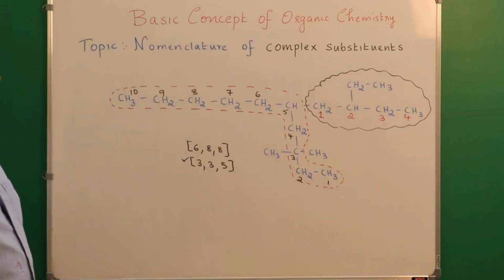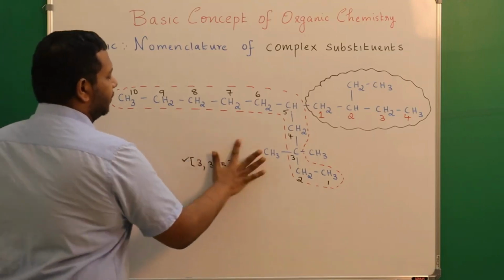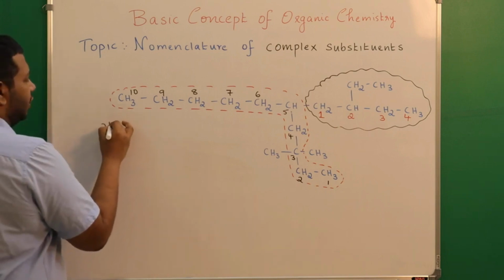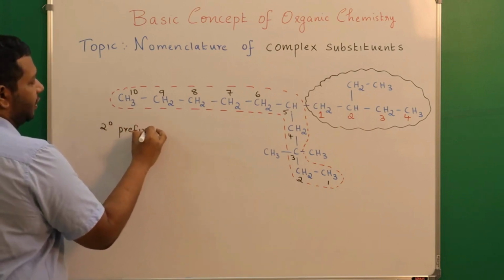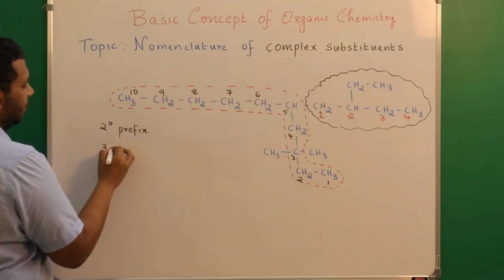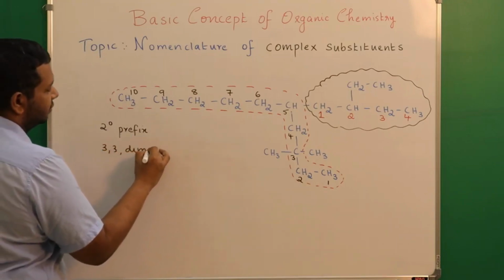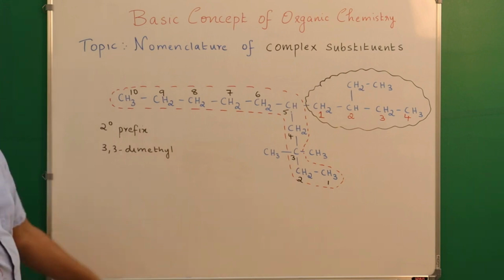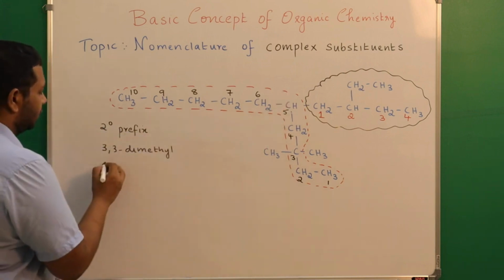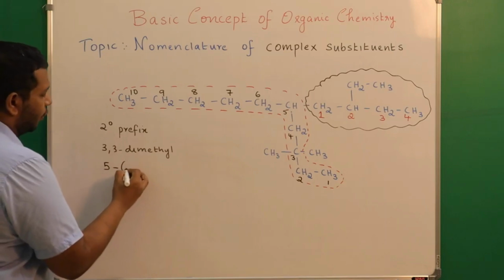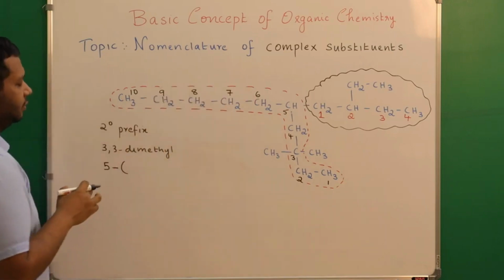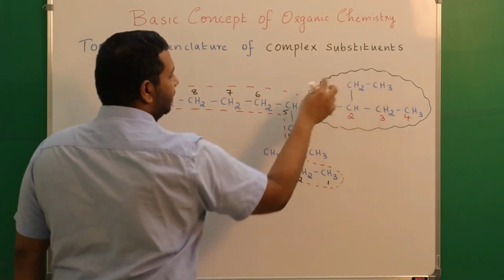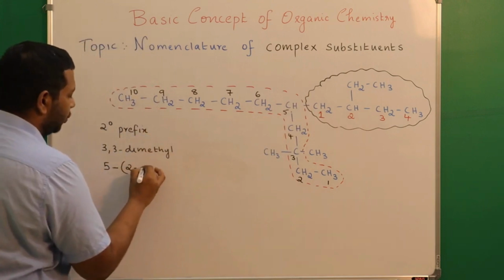Okay. Now I will list the prefixes here for your understanding. What are the prefixes available? We know that at 3,3 you have dimethyl. Correct? 3,3 dimethyl is present. Then at the fifth position, hyphen, then open a bracket. Why? Because it is a complex substituent. So at the fifth position you have, again at the second position inside this one, an ethyl group. So I can say 2 ethyl.